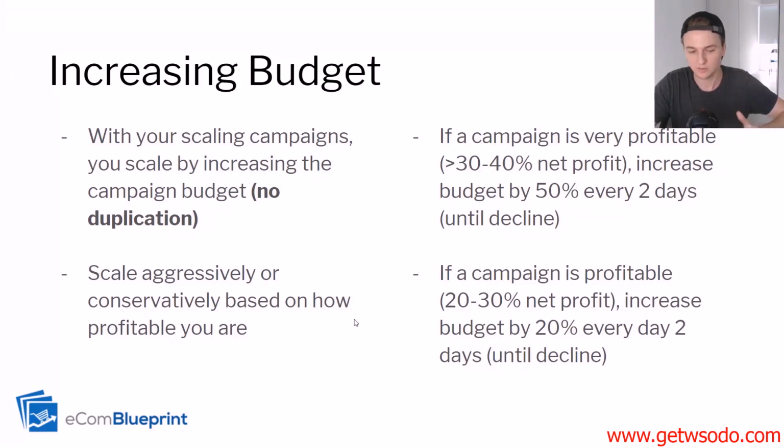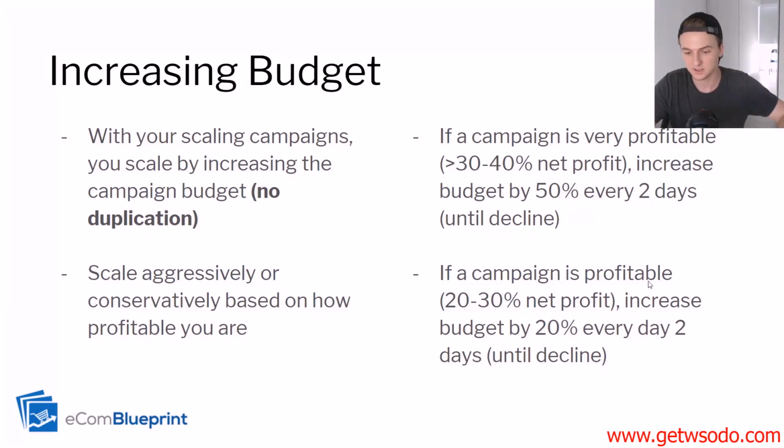So if you're not profitable, you don't want to scale. If you're really profitable, you want to scale. So here are some guidelines for you. If a campaign is very profitable, over 30 to 40% net profit, you want to increase the budget by 50% every 2 days until you see a decline below this level, right?